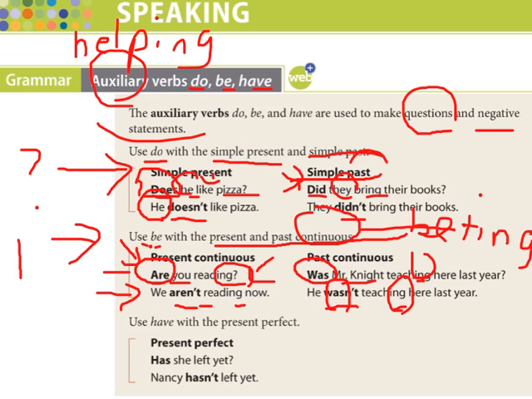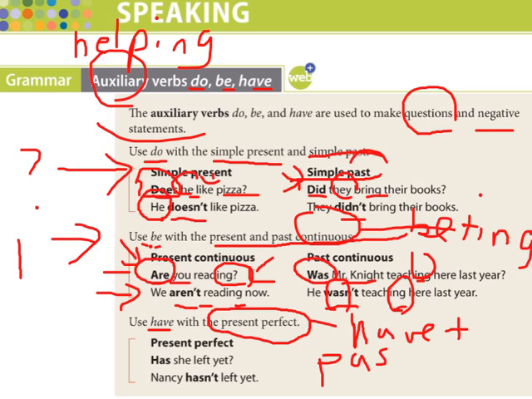So that's do and be. And the last auxiliary we need to talk about is have. So we use have when we are forming questions or negative statements in the present perfect tense. Now, I don't know if you remember this, but present perfect tense must have some form of have or has plus the past participle. And we'll talk a little bit more about that in just a moment.